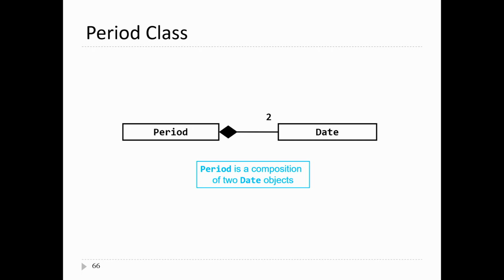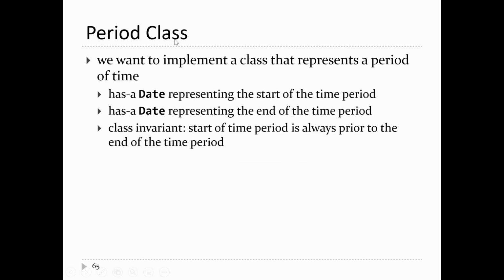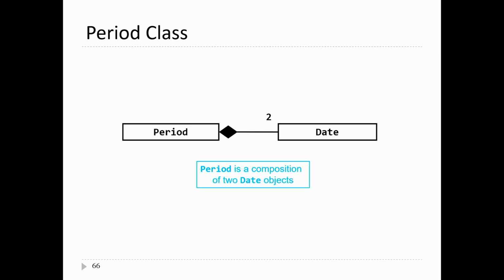Because we have a class invariant, and because these two Date objects are mutable, in other words, you can change the date or the time that a Date object represents. So you can move it forward in time, you can move it backward in time, and so on and so forth. Because this class has an invariant, we have to make sure that we never release a reference to the start time or the end time.